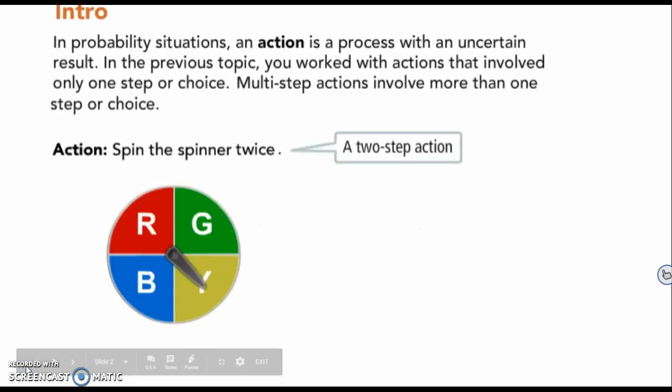In probability situations, an action is a process with an uncertain result. In the previous topic, you worked with actions that involved only one step or choice. Multi-step actions involve more than one step or choice. For example, our action is to spin the spinner twice. Since we are spinning the spinner twice, this is a two-step action.